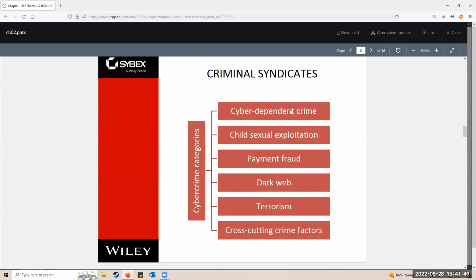You have criminal syndicates. This is organized crime, and hacking online has become a very lucrative, albeit illicit, means of making a living. If you're going to try this, yes, you could get rich, and yes, you could go to jail for a very, very long time if caught. There are all different types of categories of cybercrime, some a little bit more innocent than others. As you can see here, the goal is typically to make money.